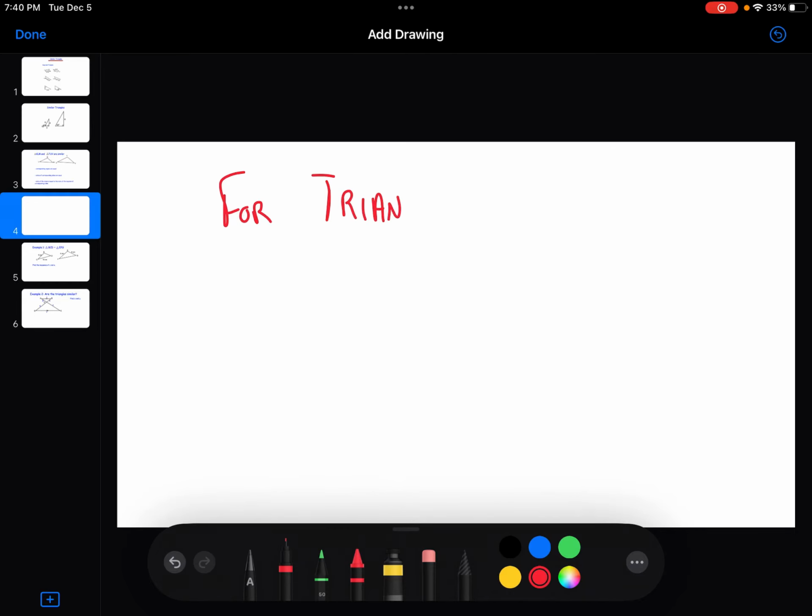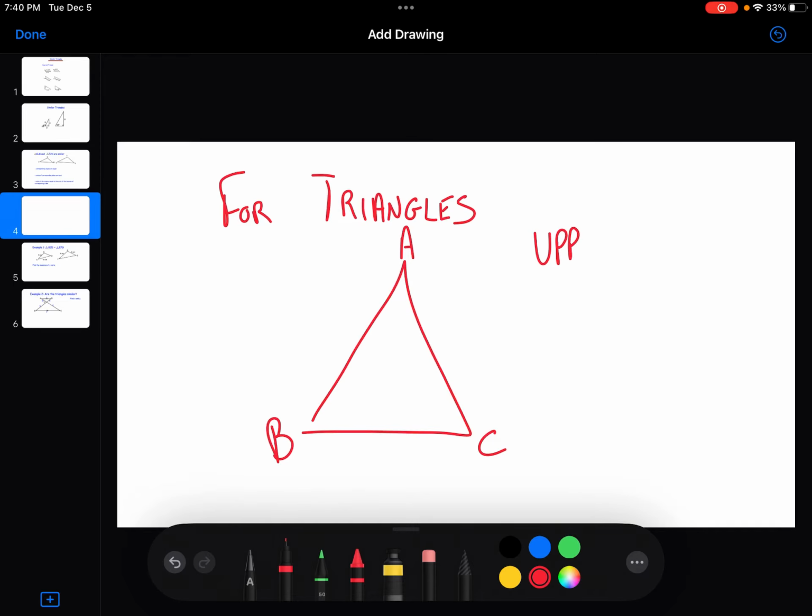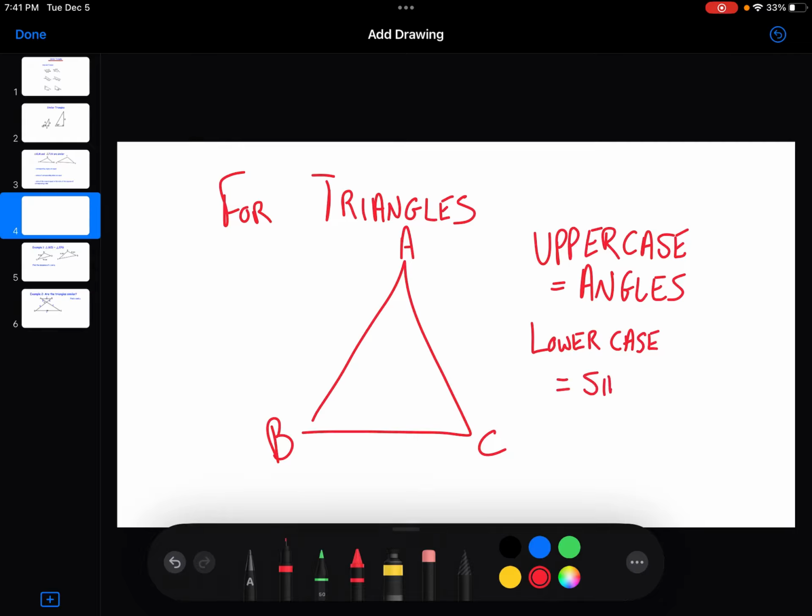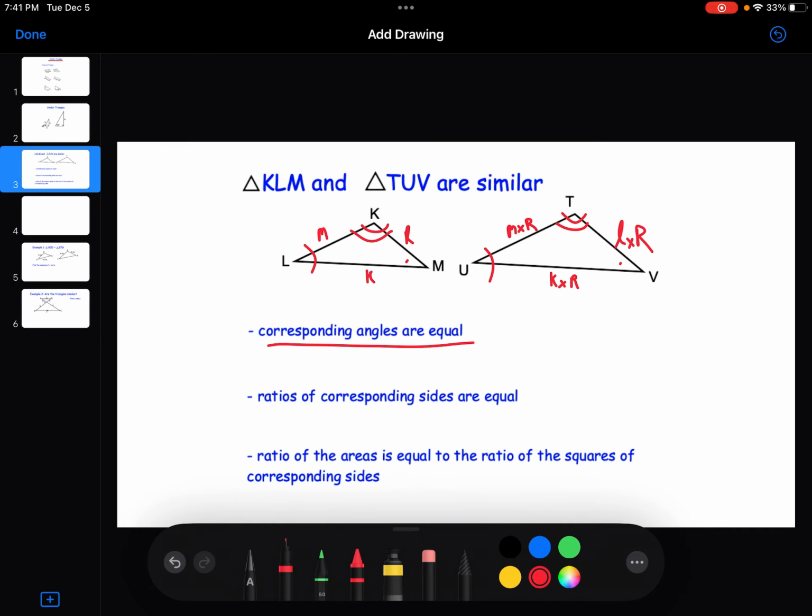But if we're looking at triangles, our capital letters or uppercase letters, what I like to write in, are always your angles, A, B, C. So uppercase is angles. Lowercase letters are always directly across, and they are sides. Okay, so A, B, C. So when we're looking at this, that's kind of how we've got this.